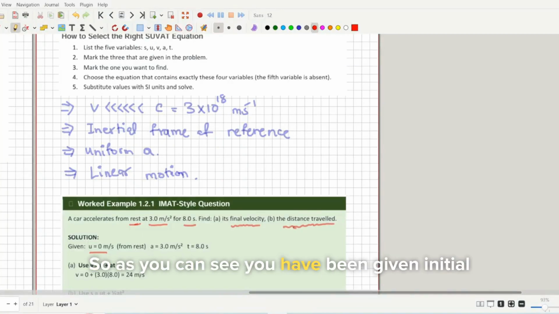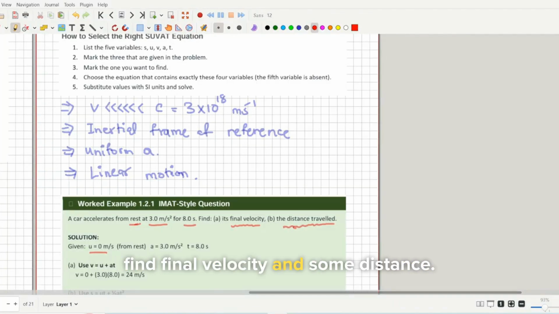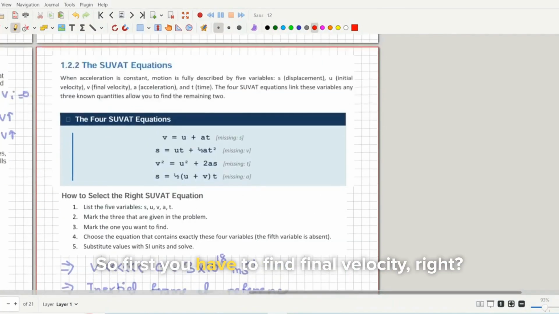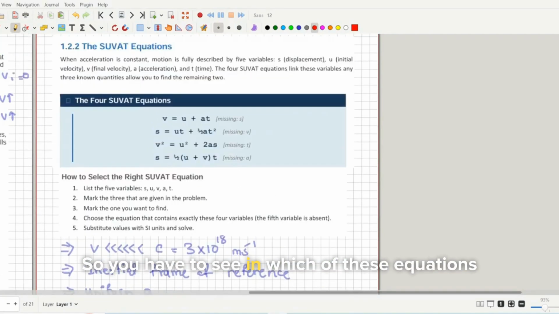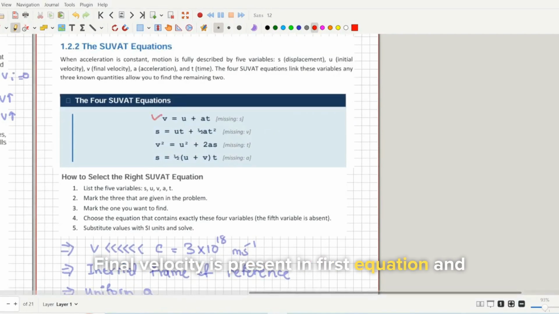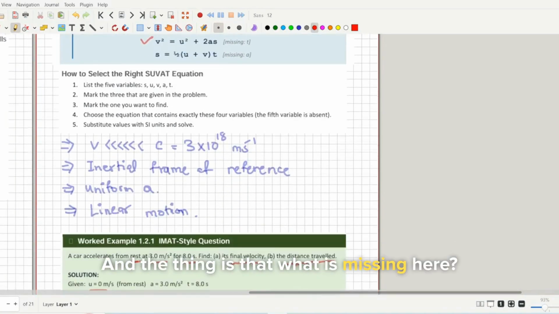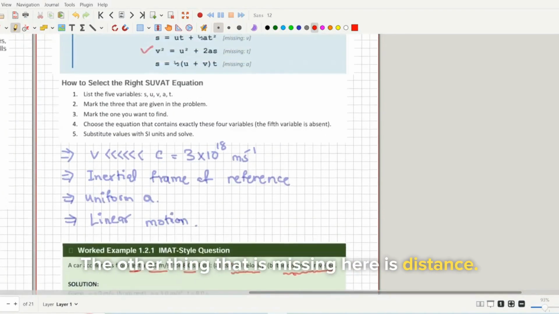So as you can see, you have been given initial velocity, acceleration and time. You need to find final velocity and distance. First you have to find the final velocity, right? So you have to see in which of these equations final velocity is present. Final velocity is present in the first equation and the third equation. And what is missing here? The other thing that is missing here is distance.